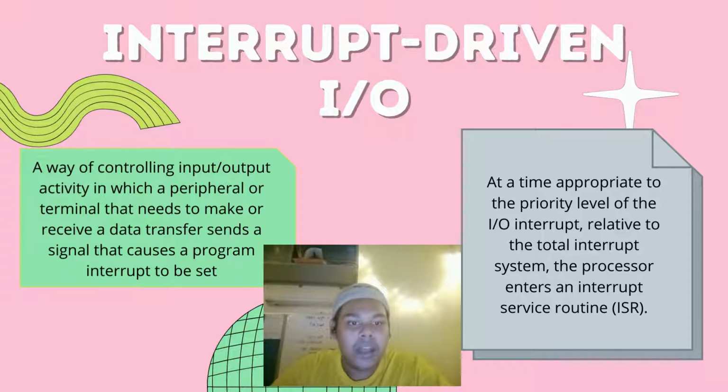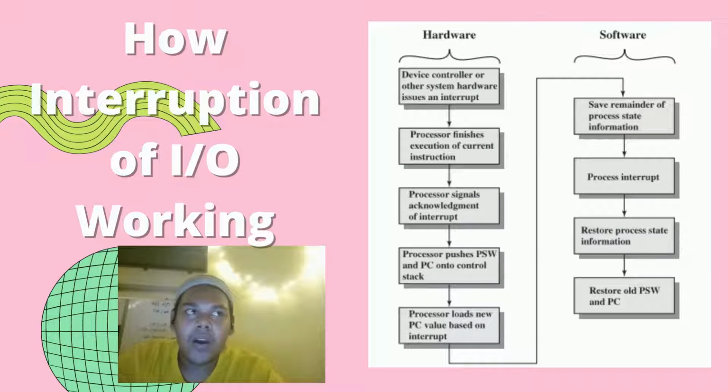The processor itself will enter the ISR, which is the interrupt service routine. Now I'll explain and present how interrupt input-output is working on the processor. Firstly, we will start here. The device issues an interrupt signal to the processor, as you can see in the diagram here, which is on the hardware and the software part. So it will start on the hardware phase first, which is on the processor itself.